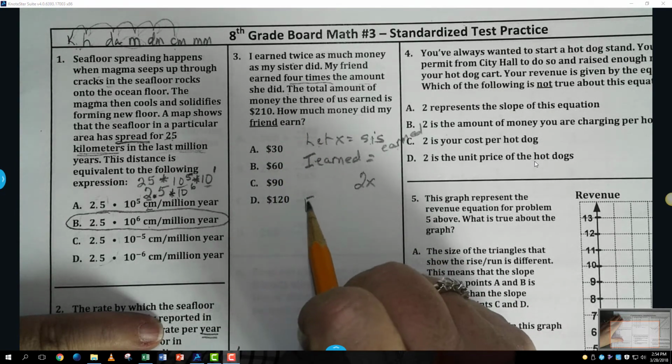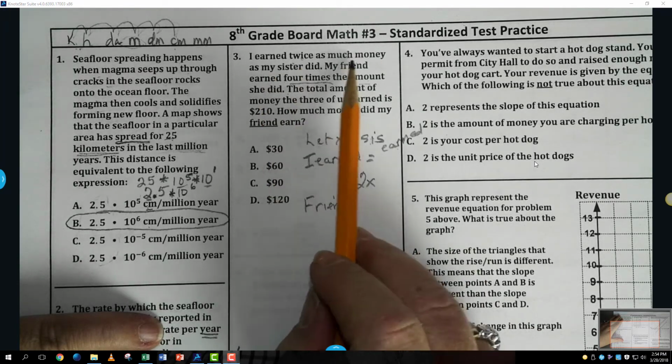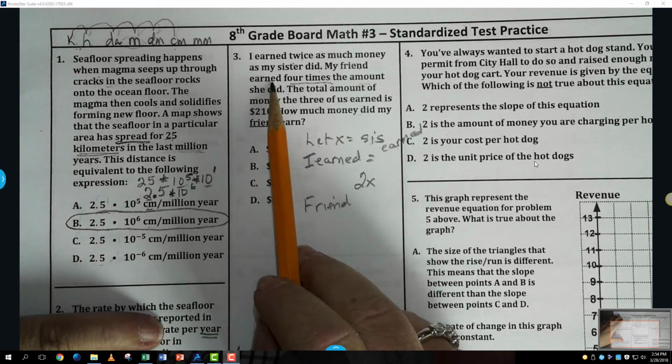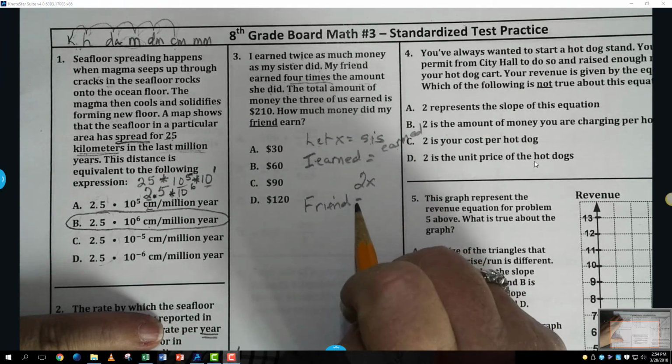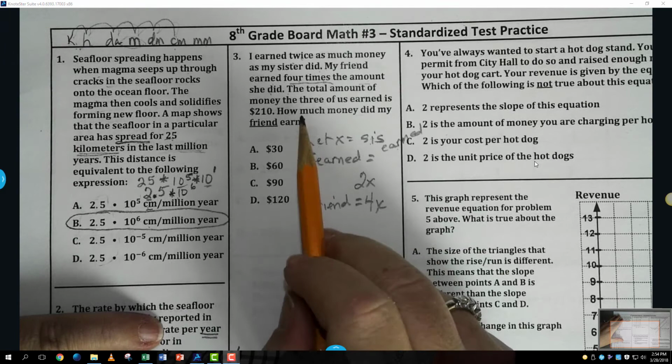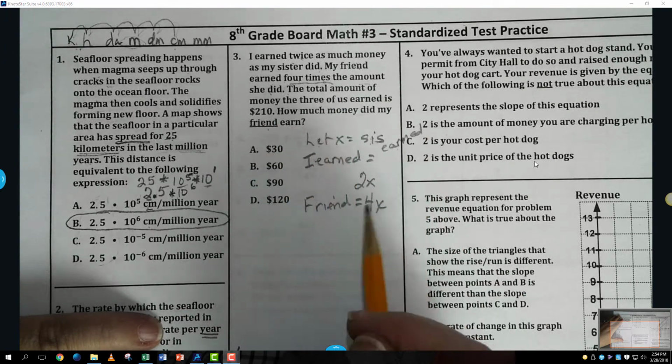Okay, well, friend. So I earned twice as much as my sister. My friend earned 4 times as much as she did. So the friend is 4X. The total amount of money the 3 of us earned is 210. How much did my friend earn?